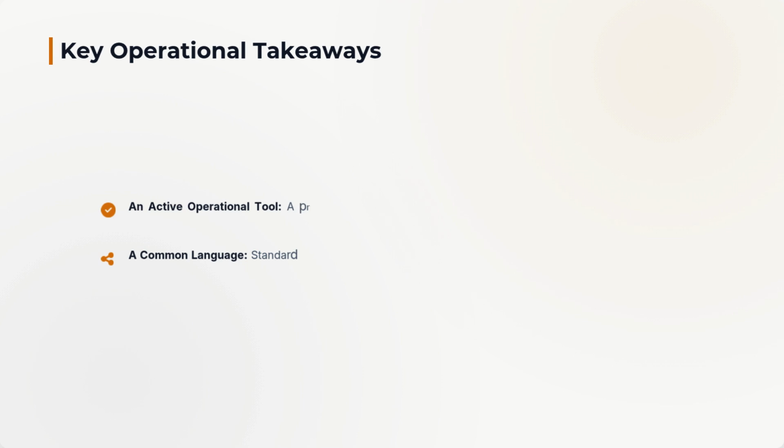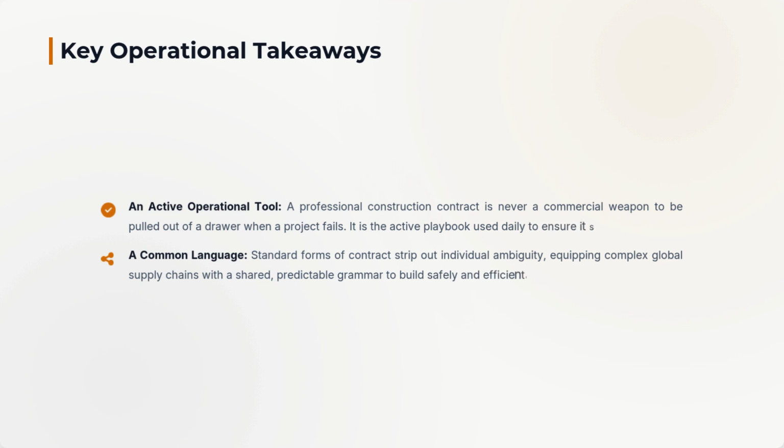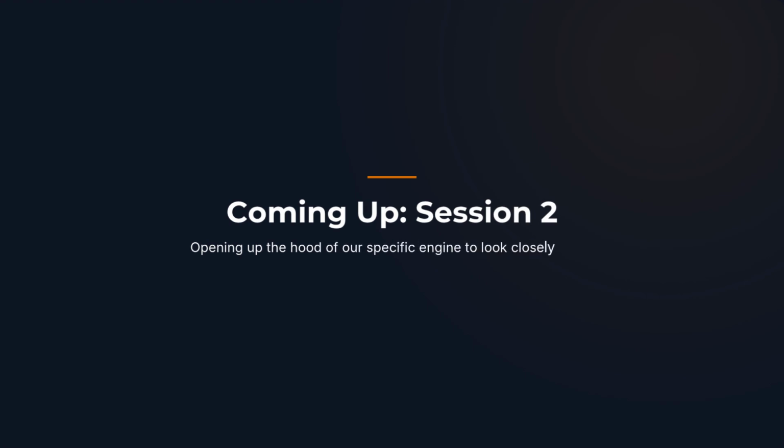To wrap up our very first session, remember this. A construction contract is not a weapon to be used when a project fails. It is the operational playbook you use to ensure it succeeds. Standard forms of contract give us the language to build safely, efficiently, and predictably. Now that we know what a contract is and why we use standard forms, we are ready to open up the hood of our specific engine. In Session 2, we are going to look closely at the NEC suite.